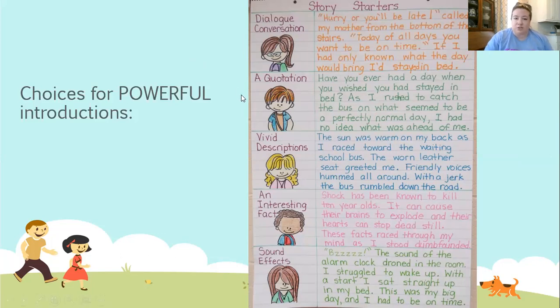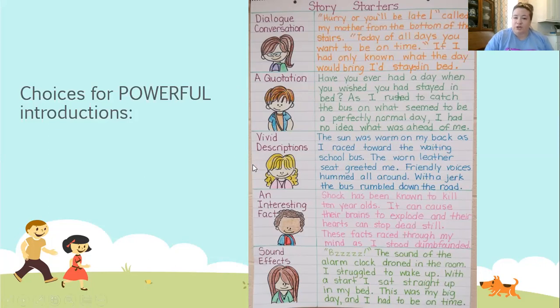The second choice of a story starter you could choose would be a quotation. So you could start with, "Have you ever had a day when you wished you had stayed in bed?" What you're doing there is you're talking directly to the audience, to the reader, and you're asking them a question before you go on to the rest of your reading.